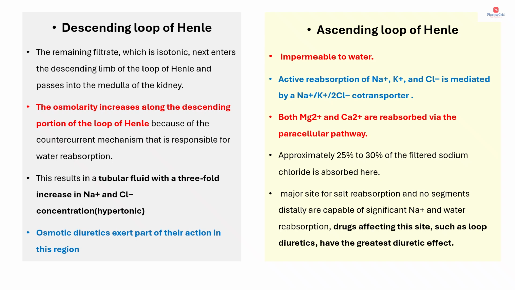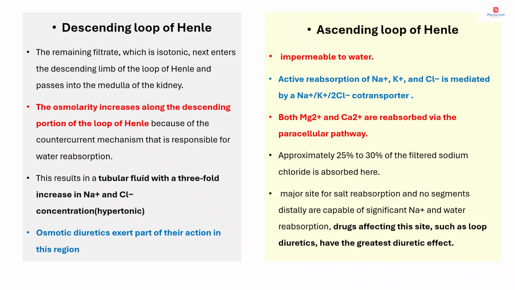The remaining filtrate, which is isotonic, next enters the descending limb of the loop of Henle and passes into the medulla of the kidney. An isotonic solution is a solution having the same solute concentration as another solution. So the filtrate entering the descending loop of Henle is isotonic.